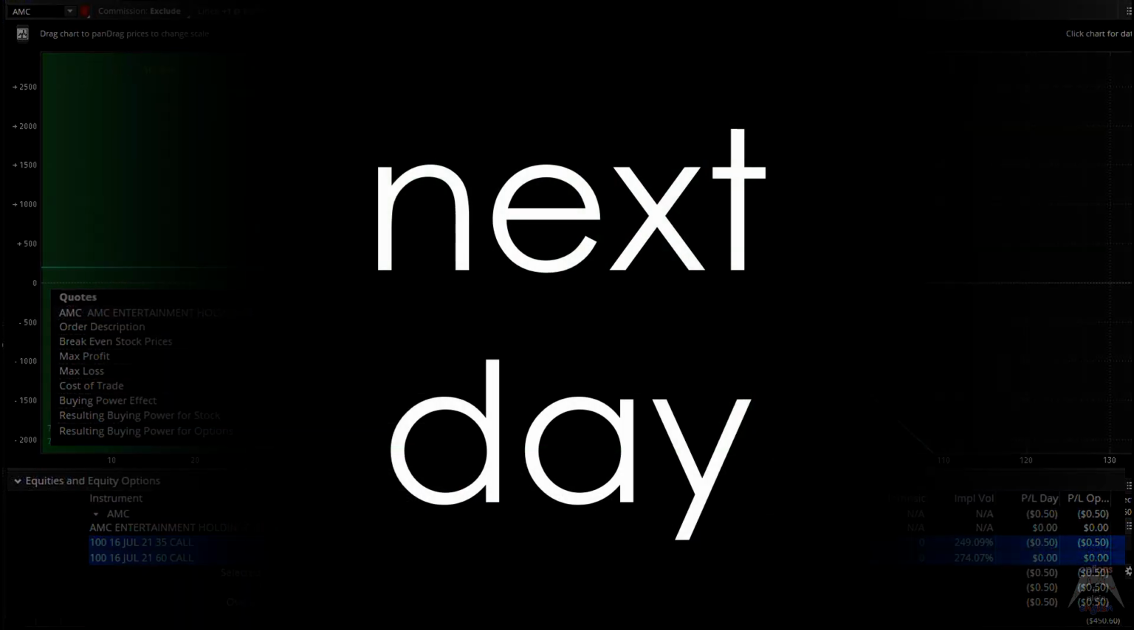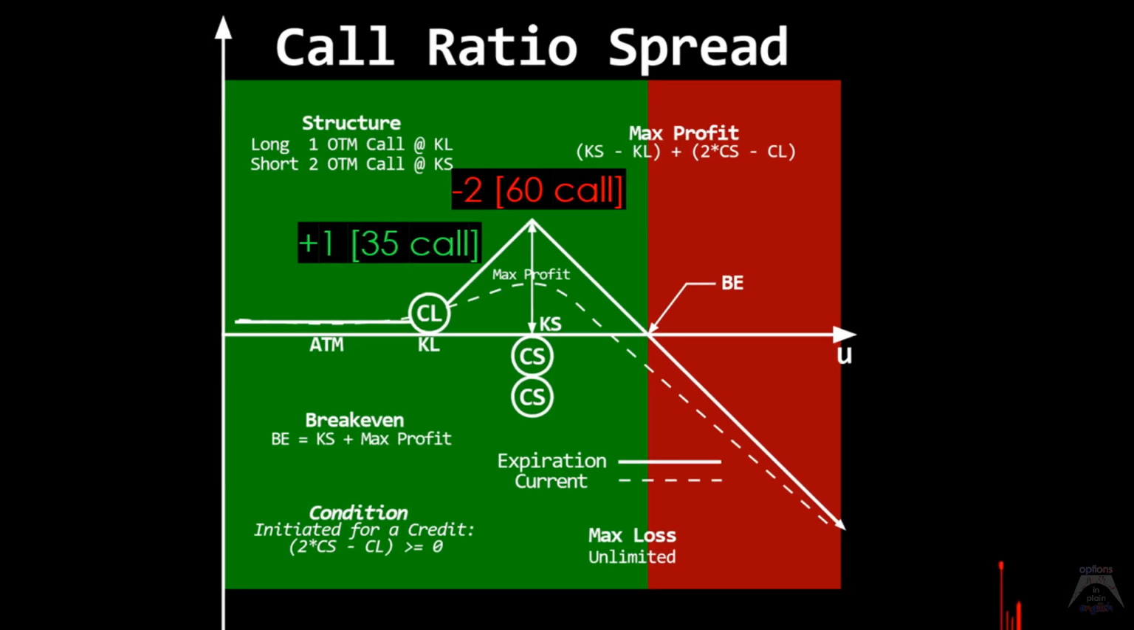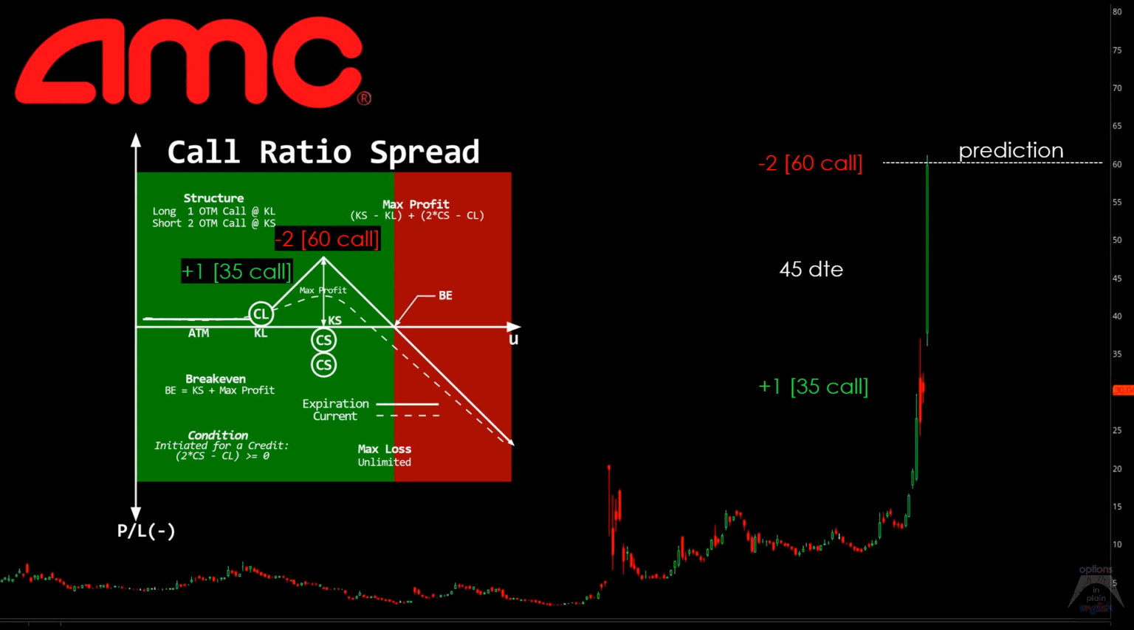On the next day, your prediction comes true and AMC is trading at around $60. You realize that since it's not expiration yet, you might not make your full max profit, but you'd be happy with at least 50% of that.